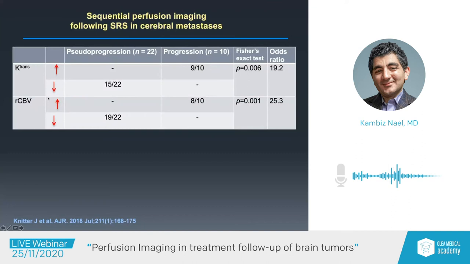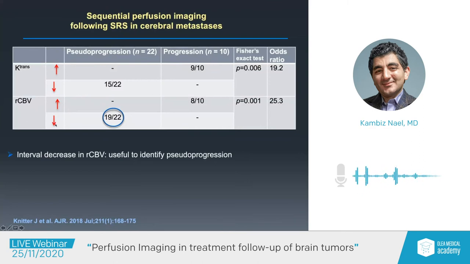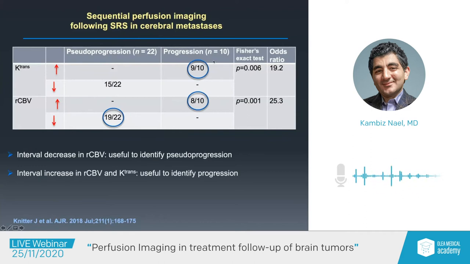And when we looked at the trend of imaging biomarkers, interestingly, 19 out of 22 patients with a diagnosis of pseudoprogression showed interval decrease in cerebral blood volume. And in the progressive category, 9 out of 10 showed interval increase in K-trans, and 8 out of 10 showed interval increase in their rCBV. So based on this paper, we concluded that if you see interval decrease in cerebral blood volume, that finding can point to pseudoprogression rather than progressive disease. And if the CBV is going up or K-trans is going up, then you're probably dealing with progressive disease.